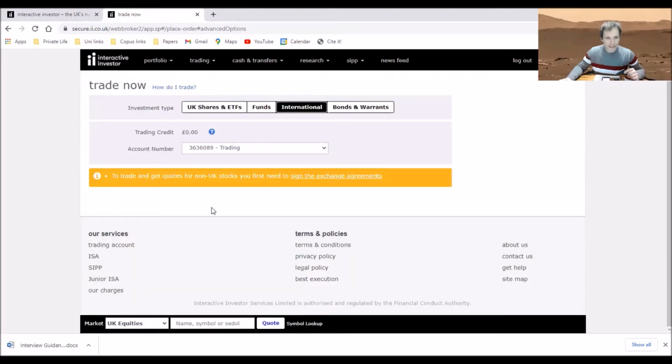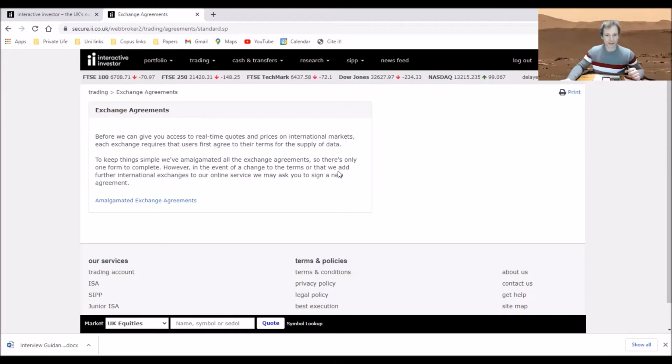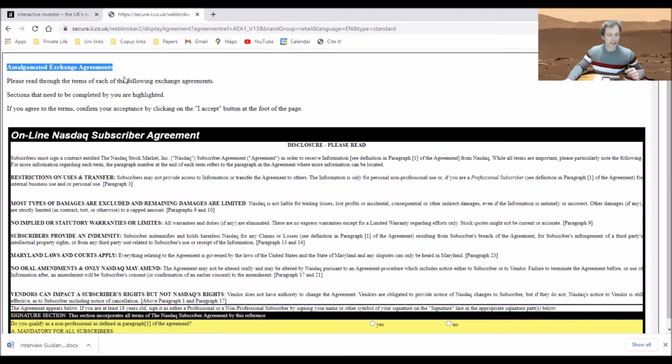Oh, to trade and get quotes for non-UK stocks, I need to sign the exchange agreements. Well, okay, because I actually am much more interested in the international stuff than the UK equities. So let's see what happens if I can just sign these agreements easily. Okay, so the international stock markets require me to agree to their terms and services. And Interactive Investor has put all of these agreements into one amalgamated exchange agreement, which is kind of cool. Let's see how that looks.